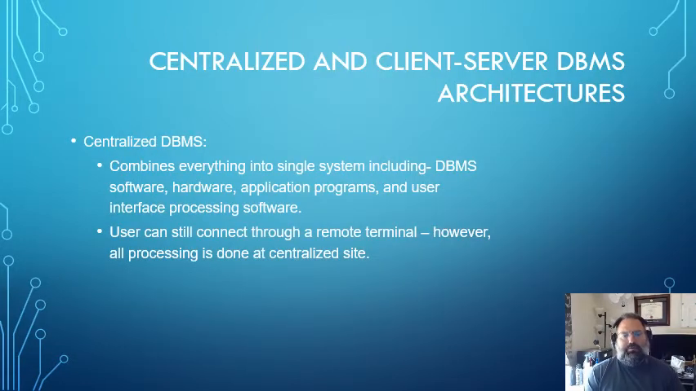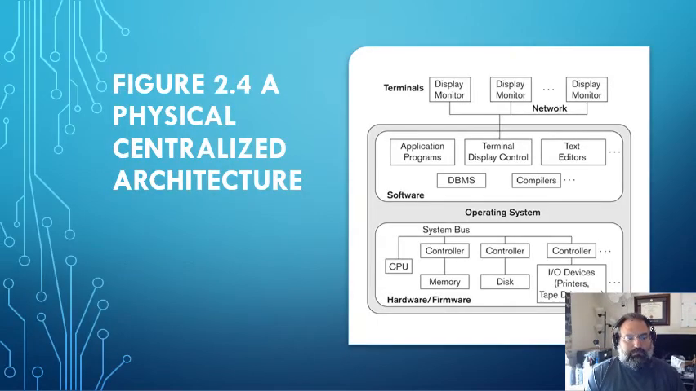So when we talk about centralized and client-server architectures, centralized database management systems combine everything into a single system, including the DBMS software, hardware, application programs, user interfaces that are accessing the program, and so on. Users can still connect through some sort of a remote terminal, maybe even a web browser, but all the processing is done in a centralized location. Here's an example of a centralized architecture, and all of this is in one location.